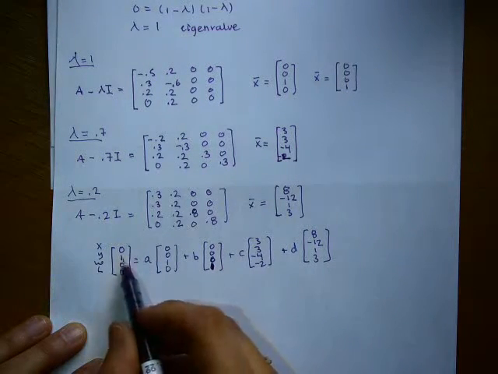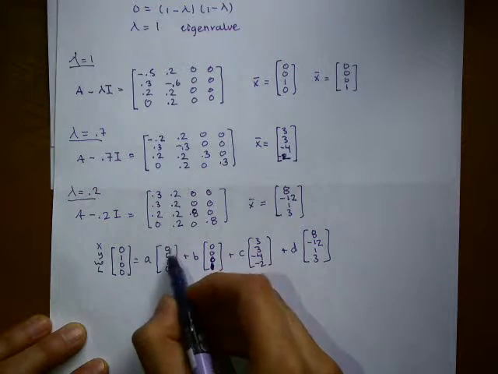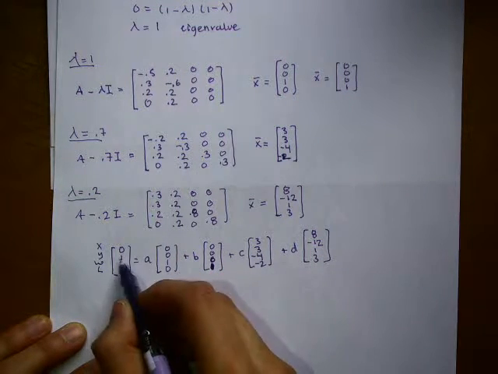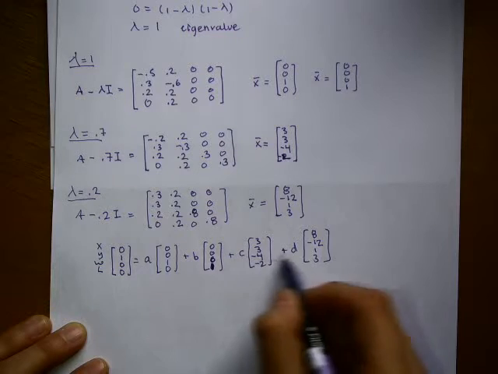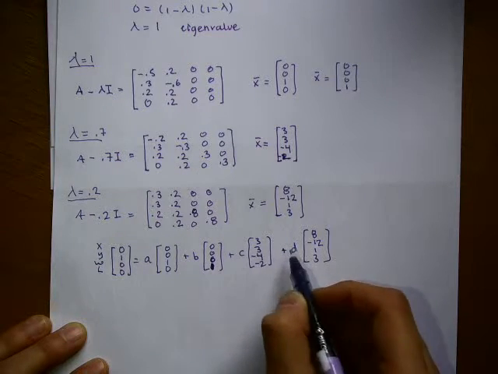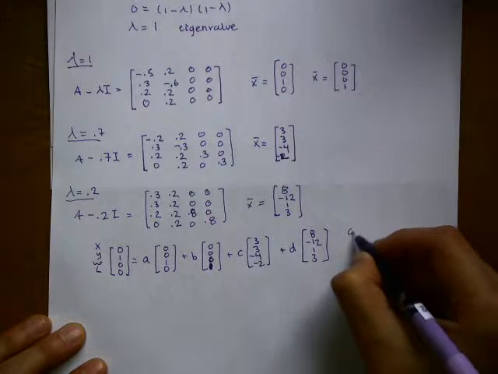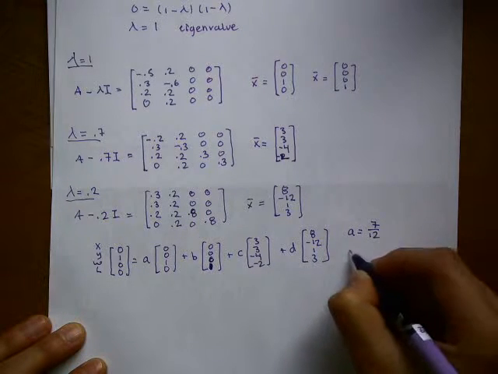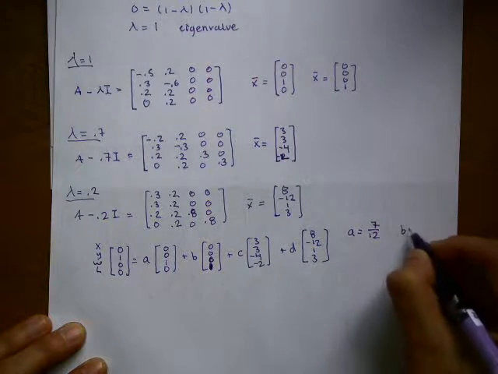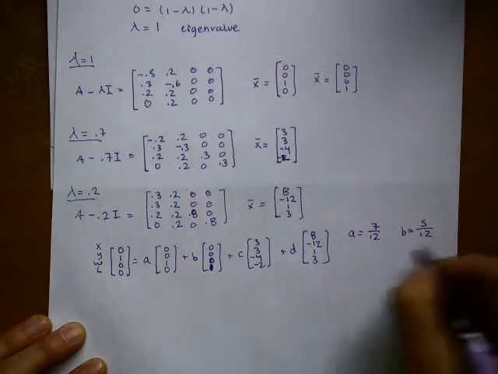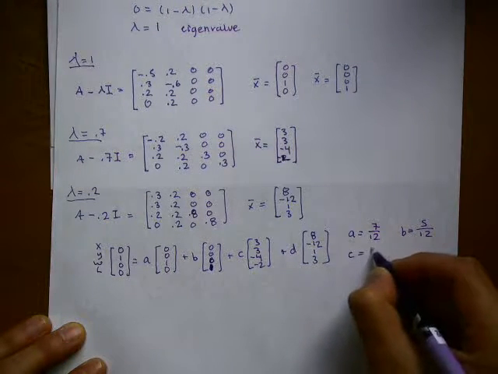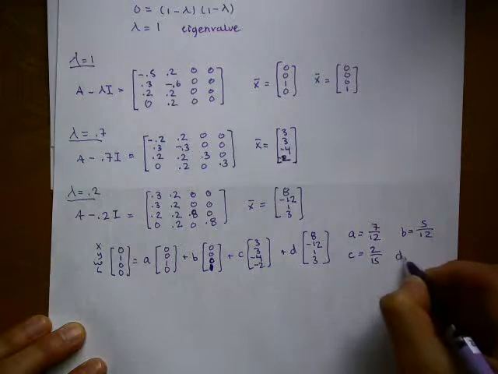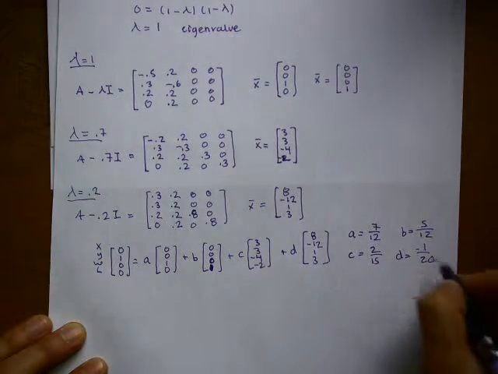If you notice, this is really a set of 4 equations, so each row is an equation with 4 unknowns. You can solve this, and if you work through it, you end up with a is equal to 7 over 12, b is equal to 5 over 12, c is equal to 2 over 15, and d is equal to negative 1 over 20.